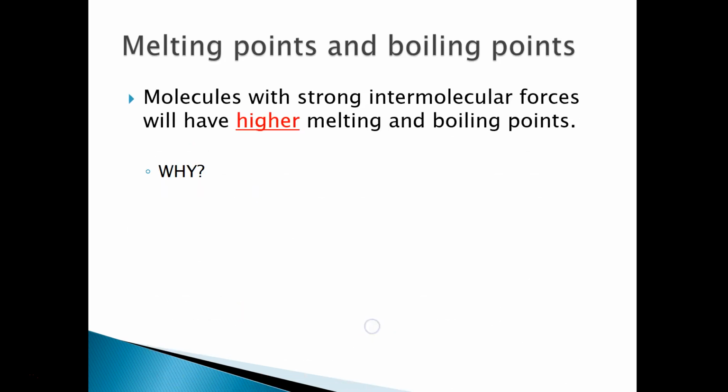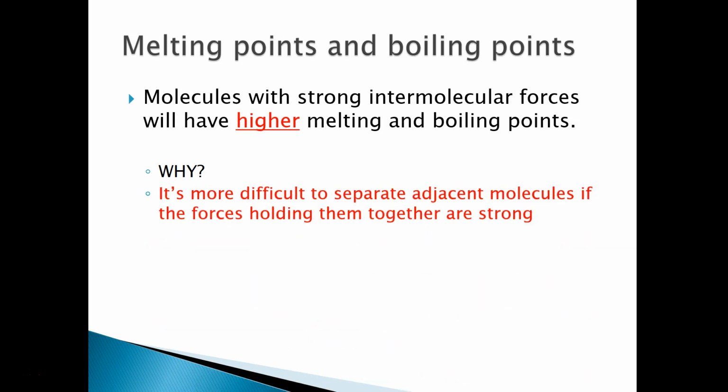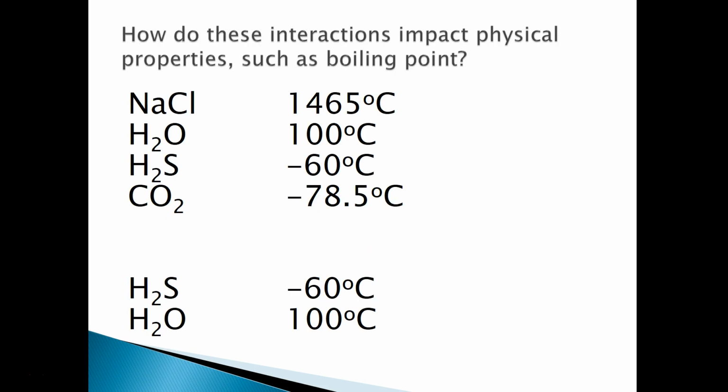All right, so molecules that have strong intermolecular forces will have higher melting and boiling points. And the reason why is because melting and boiling is essentially separating molecules. Molecules that were previously connected by these intermolecular forces are separated. And so the stronger the intermolecular forces are, the more difficult it is to separate them. All right, so here's an example of that. If we look at these different substances, we can compare their intermolecular forces with their boiling points.